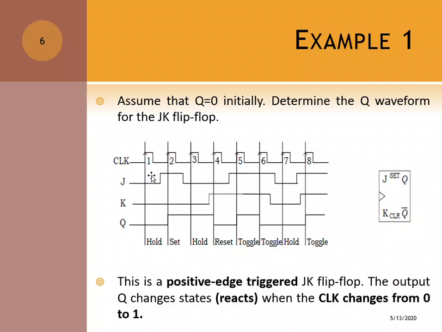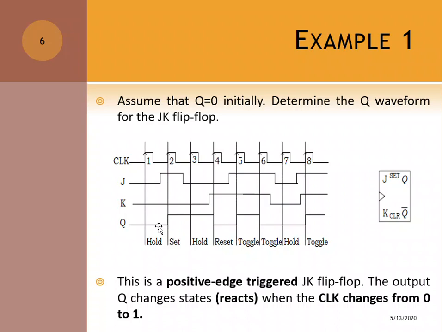Next, di tengah-tengah interval clock 1 ni, J berubah menjadi 1. But sepatutnya bila J1, K0, yang ni adalah mode set. Sepatutnya Q akan menjadi 1. Tetapi clock masih lagi in the middle of the clock ni. Dia tak sampai ke activation of clock 2 lagi. Jadi Q maintain sebagai 0.